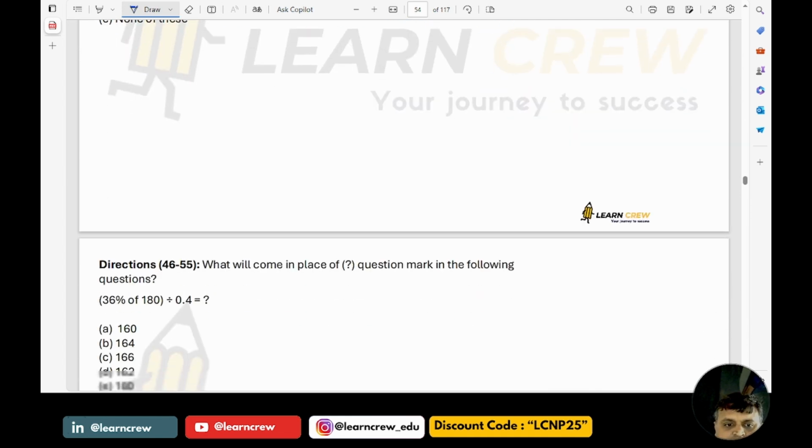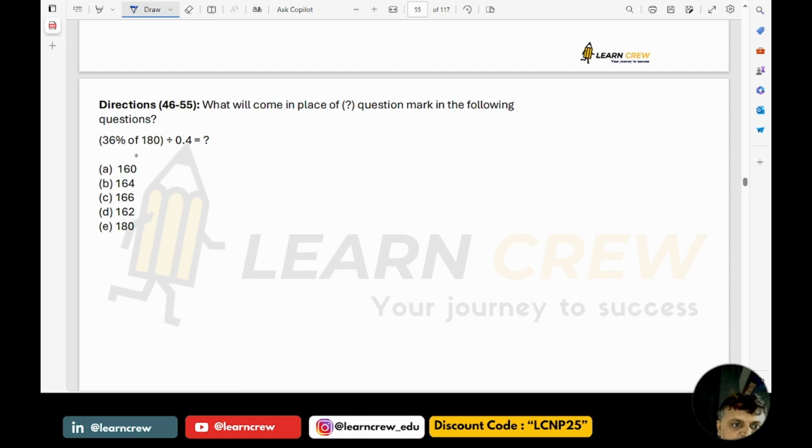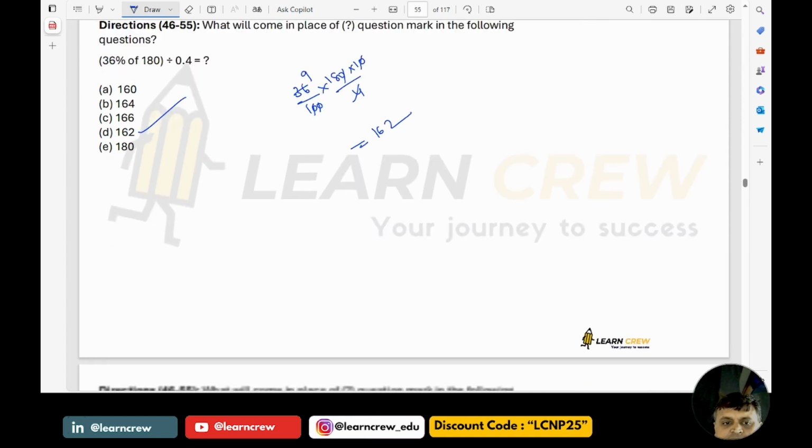Next, 36 percentage of 180 divided by 0.4. 0.4 means 4 by 10. So the 2 zeros cancel. Now 4 9s are, 18 9s are how much? 162. So the answer is option D.